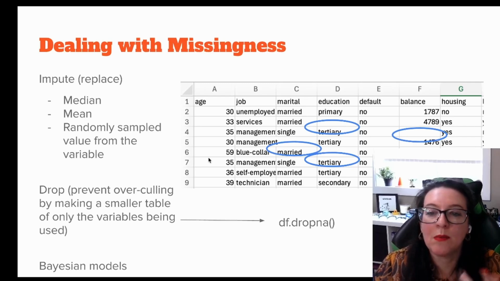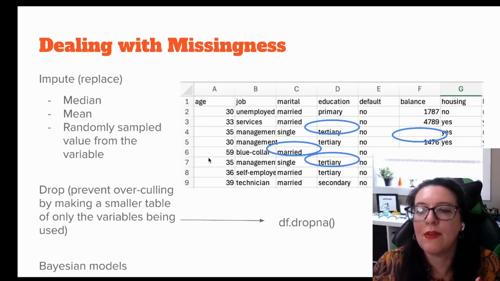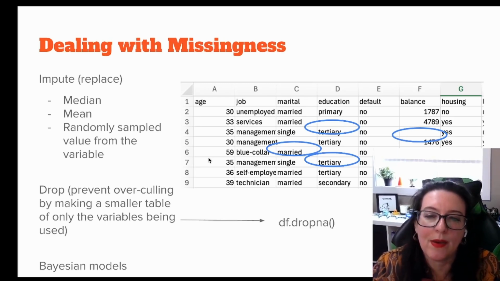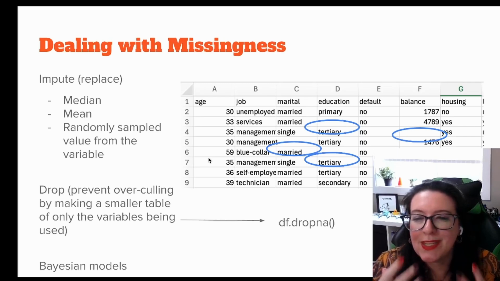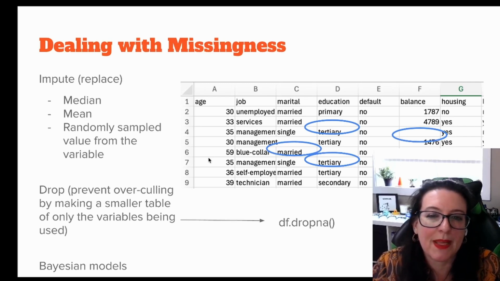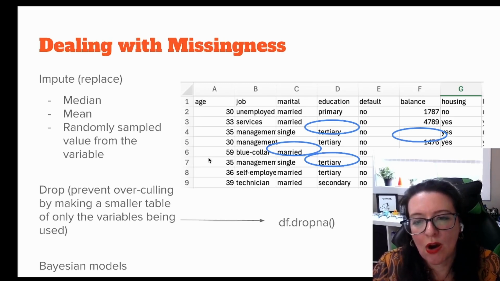We can also randomly sample values from the variables. If we're trying to figure out marital status, we could have it randomly decide whether to put married or single into that spot, or for education, primary, tertiary, or secondary, we could randomly have it pick one of them. So these are methods to impute or replace the missing information. We want to be careful about when we do this, and talk about when it's appropriate and when it's not.